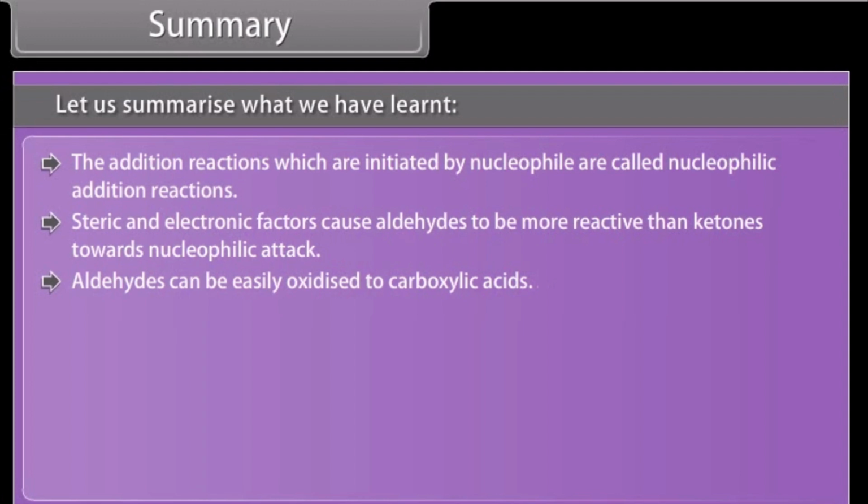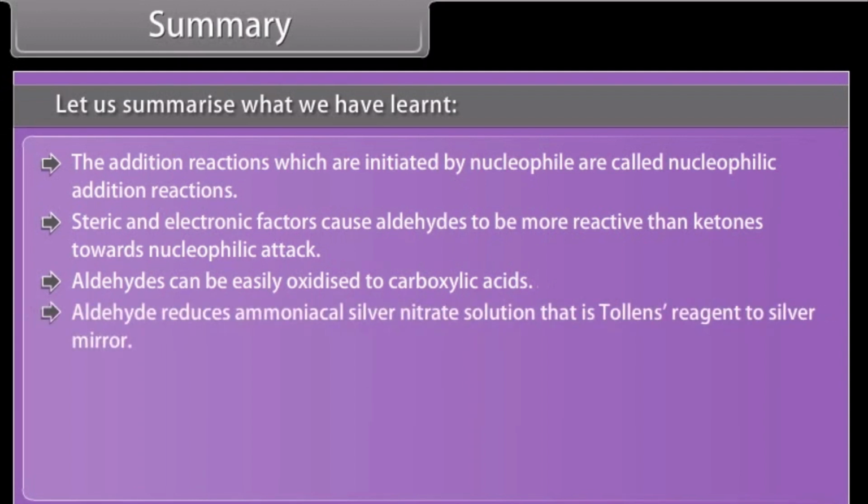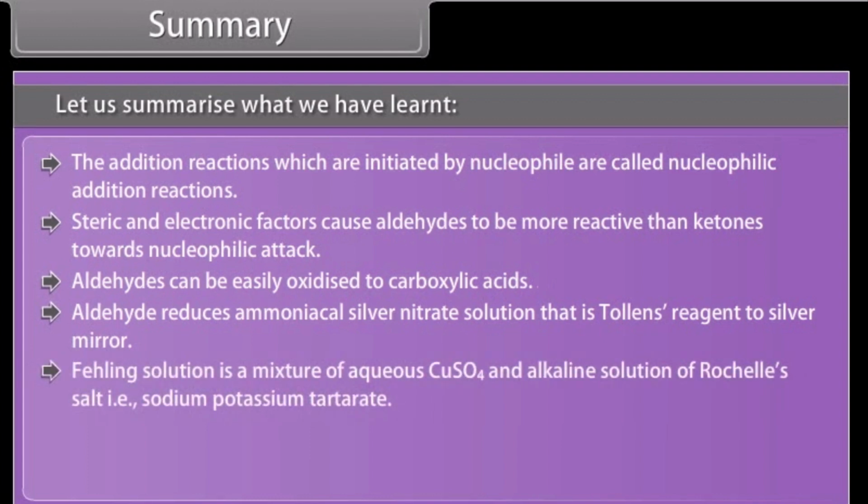Aldehydes can be easily oxidized to carboxylic acids. Aldehyde reduces ammoniacal silver nitrate solution, that is Tollens reagent, to a silver mirror. Fehling solution is a mixture of aqueous copper sulfate and alkaline solution of Rochelle's salt, that is sodium-potassium tartrate.